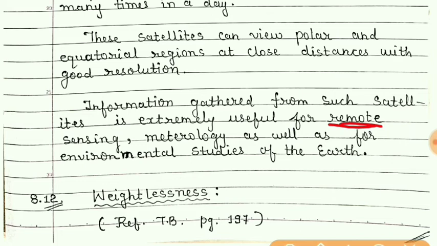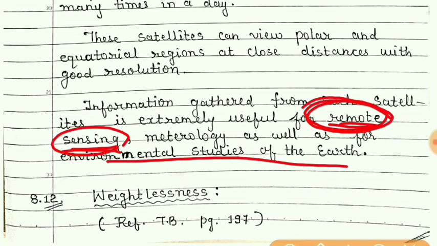Remote means far away, and sensing means to view. It can sense the surface of the earth from remote, and so it is called remote sensing. So students, they are quite useful for us. Even weather forecasting is done by such satellites.